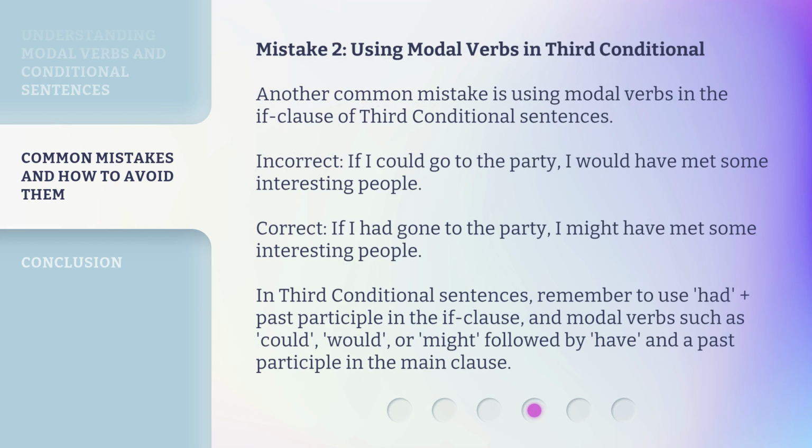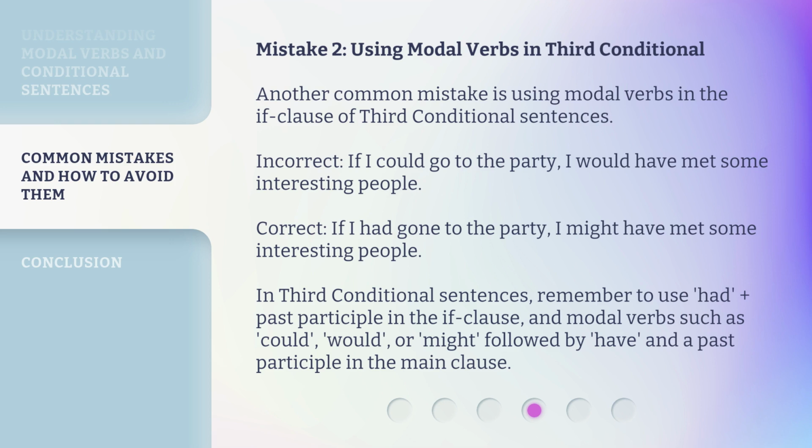Mistake 2. Using modal verbs in third conditional. Another common mistake is using modal verbs in the if clause of third conditional sentences. Incorrect. If I could go to the party, I would have met some interesting people. Correct. If I had gone to the party, I might have met some interesting people.